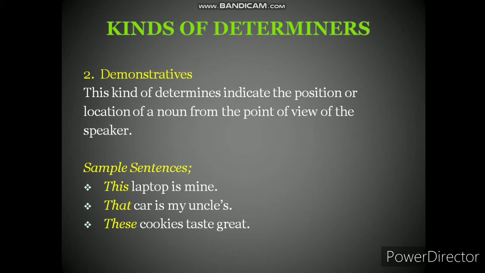Second is demonstrative determiners. This kind of determiner demonstrates and functions as a pointer to a particular noun. Basically, a demonstrative indicates the position or location of a noun from the point of view of the speaker. Some examples of demonstratives include this, these, that, and those.